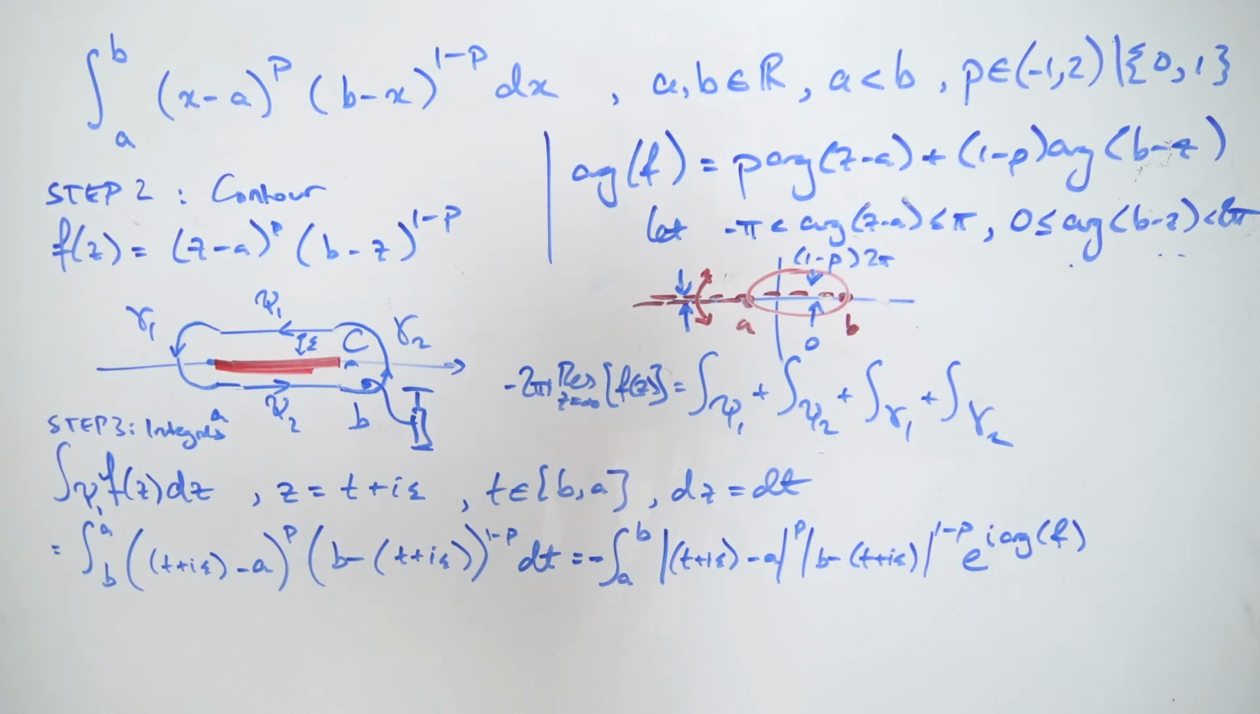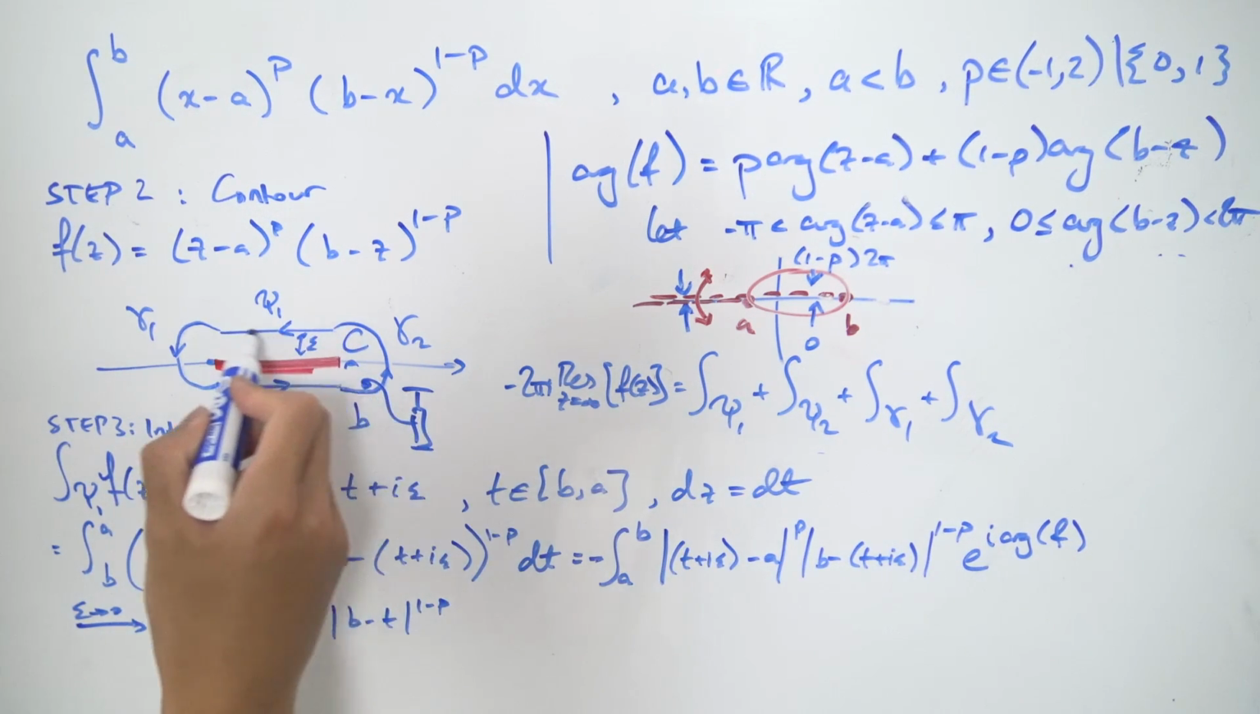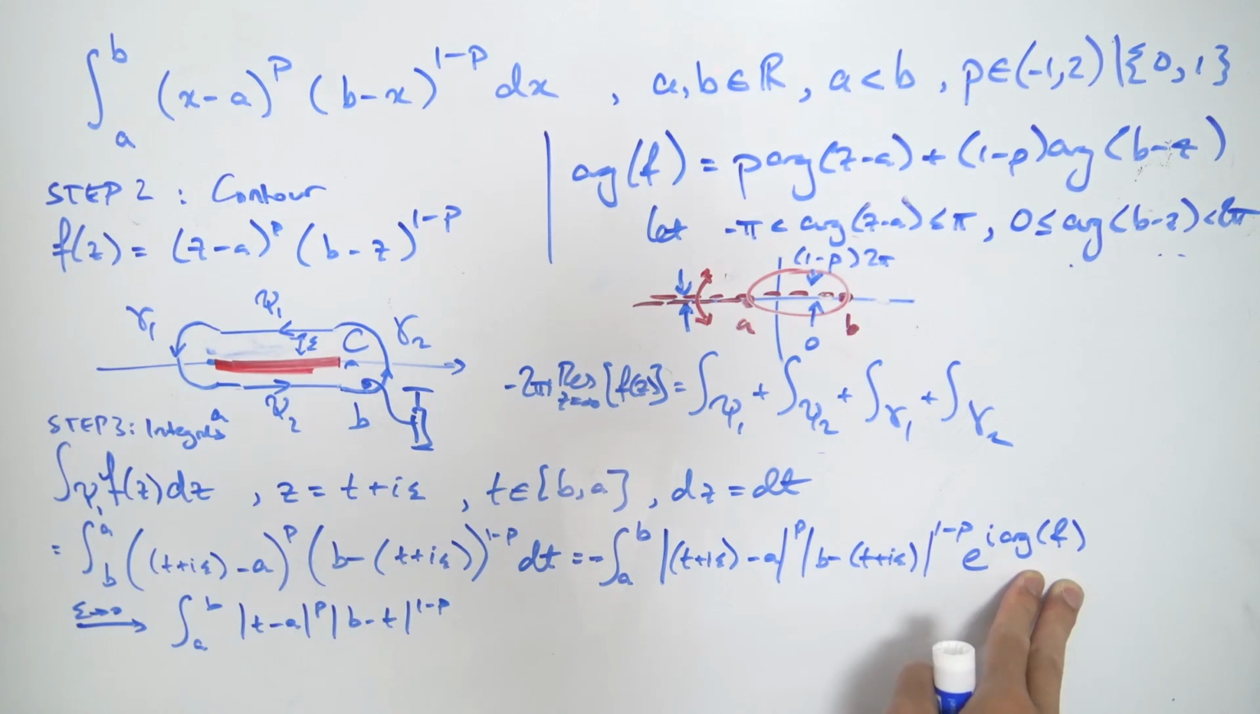And now what we're going to do is let epsilon approach 0. What's going to happen as epsilon approaches 0? Well, in the integral from a to b, these epsilons will basically disappear, leaving us with t minus a to the p, and then b minus t to the 1 minus p. And over here, since we're approaching everything from above, so imagine this line getting closer and closer to the branch cut, we're going to consider what happens to the argument as we approach the interval a to b from above.